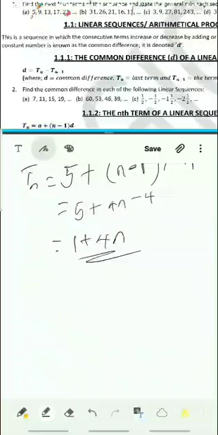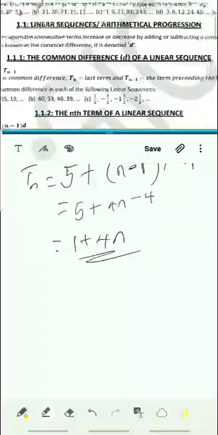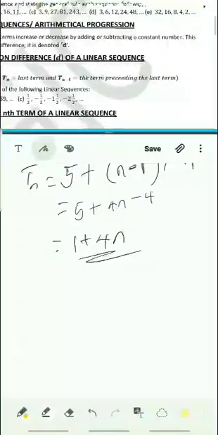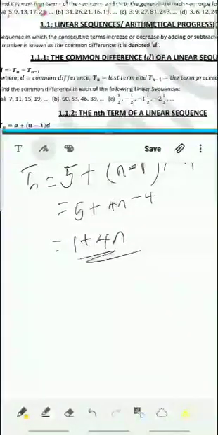Now, what is a linear sequence? A linear sequence is a sequence in which the consecutive terms increase or decrease by adding or subtracting a constant number. This constant number is known as the common difference, and it is denoted D.